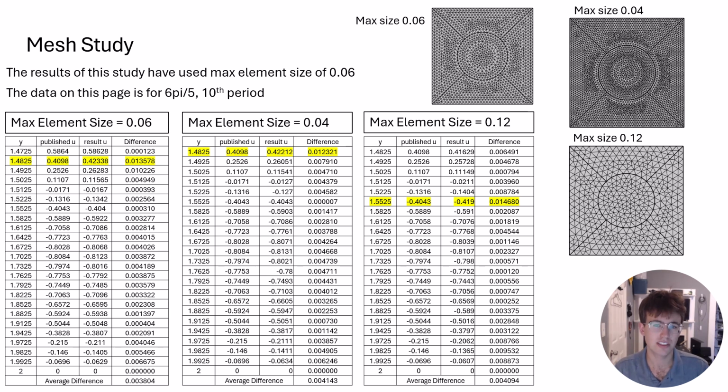I then looked at the mesh by doing a study of changing the max element size, which is a driving factor in the mesh appearance, with 0.06. That's the one that I used. It had the lowest average difference from the published results to my results. I highlighted outliers. At the top right, you can see the max size of 0.06 versus the finer max size 0.04 and coarser 0.12.